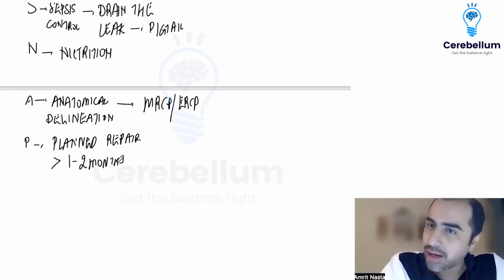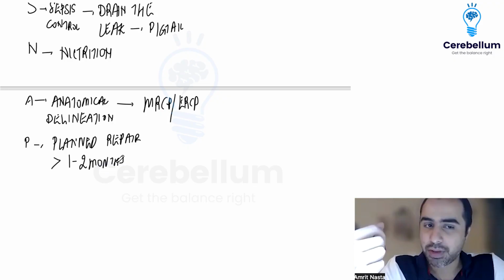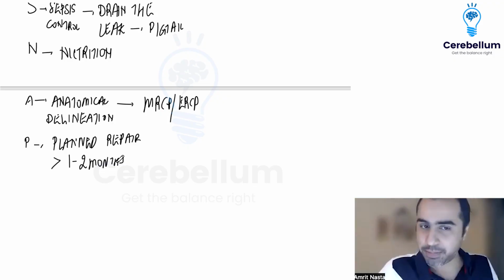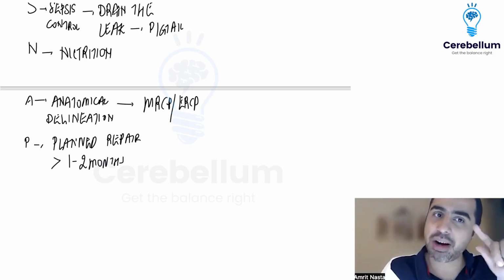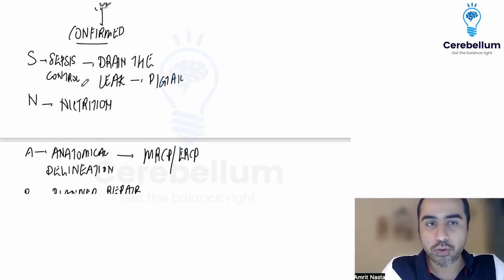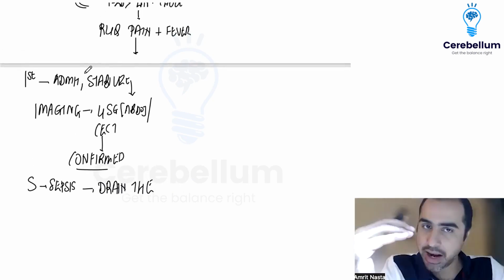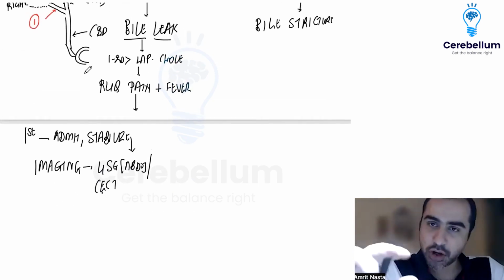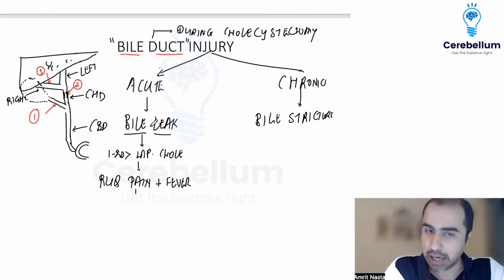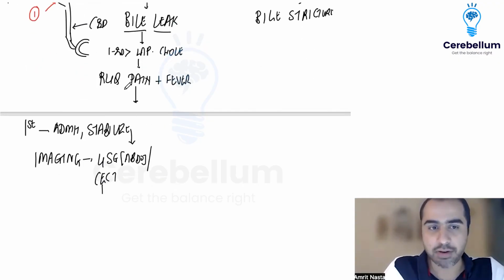When it is leaking, you cannot go and stitch it, because the problem is whatever you stitch will not survive. The stitches will break. So this repair has to be done later, not in the acute setting. Okay, so you are going to follow this protocol. So at any MCQ, at any stage, if they ask you what is the next step, it will be based on this protocol, that if you feel he's having bile leak because he's having pain and fever, admit, stabilize, image.